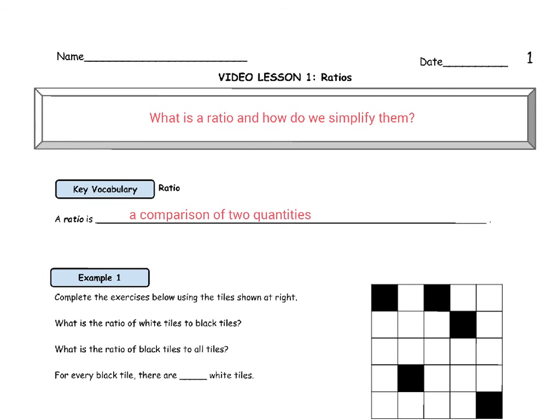Here we go. Key vocabulary. Let's first define what a ratio is. A ratio is a comparison of two quantities. What that means is we are comparing the number of one thing to the number of another thing. Typically, what helps me identify where the ratio is by looking for the word to within the question. Now, when I find the word to, there's probably going to be a quantity to the left as well as a quantity to the right. Those are the two quantities that we want to compare.